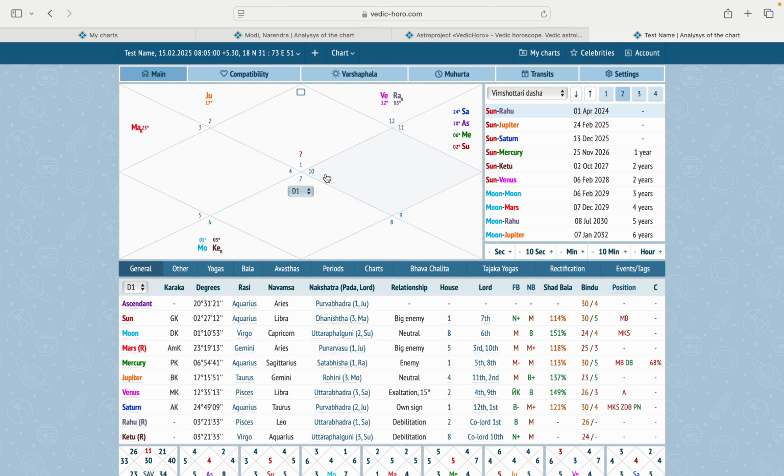Key points being that the first house is always represented by this box, so to speak, and this box represents the east direction regardless of the number that is here. Once again, this is the first house, and the number 1 just indicates that, since the first house represents the body of the person, this person is Aries ascendant.